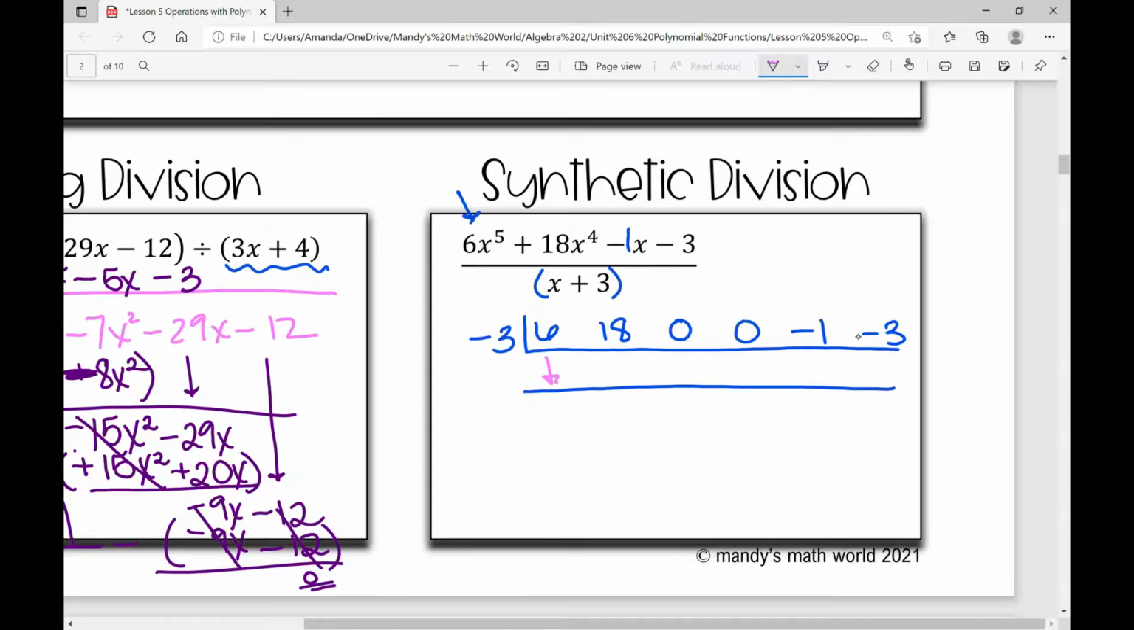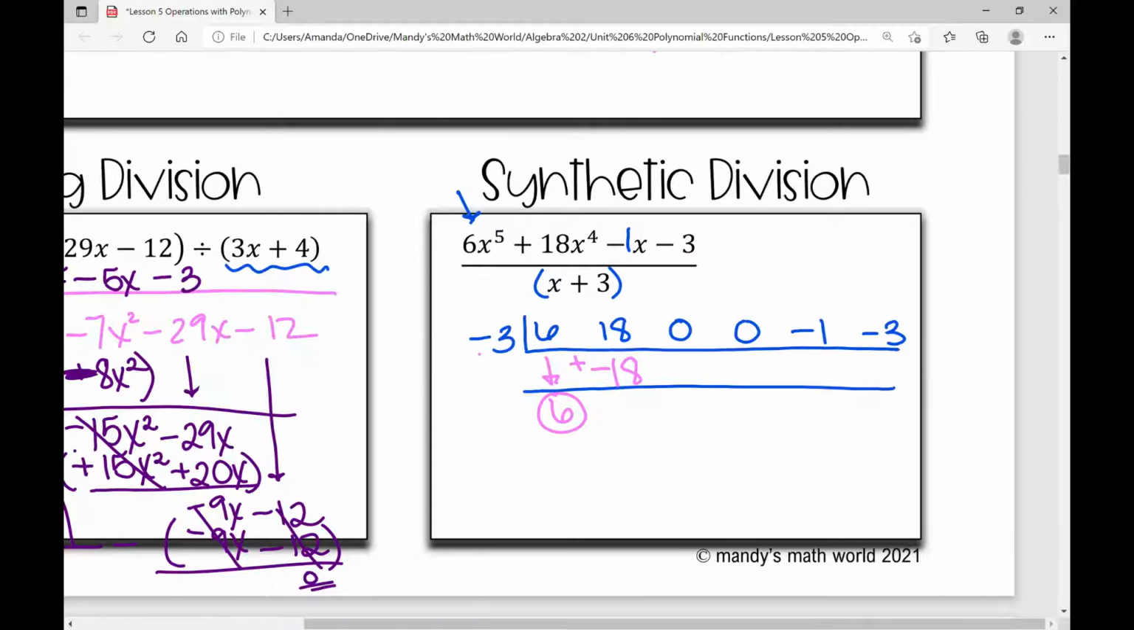I'm going to bring down the 6. I multiply 6 times -3, and I get -18. And I add. Long division we subtract. Synthetic division we add. I get 0. 0 times -3 is 0, and I add. I get 0. 0 times -3, 0, and I add. I get 0. 0 times -3, 0, and I add and get -1. -1 times -3 is +3, and I add to get 0 as my remainder.